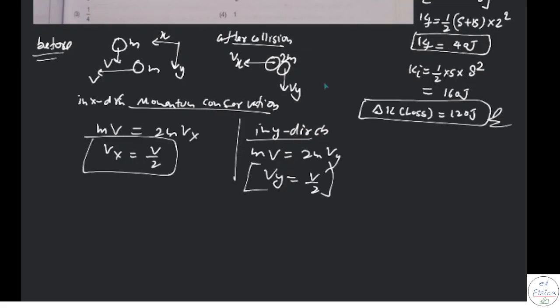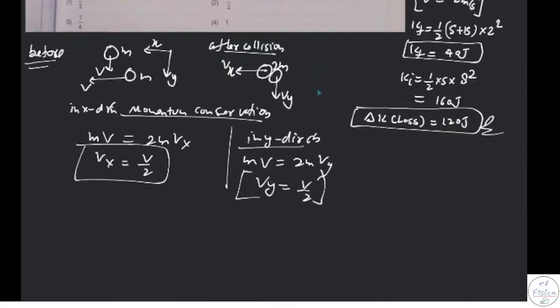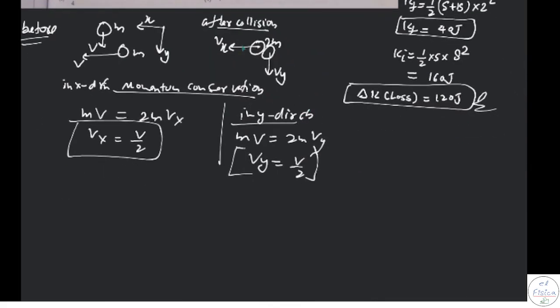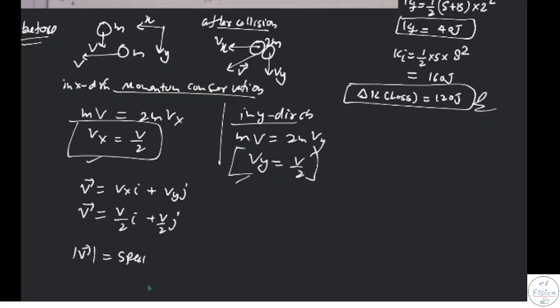So actually, what they ask is their speed after collision. They want the speed. So this is vx and this is vy, the final x direction velocity and final y direction velocity. So the v vector is equal to vx i cap plus vy j cap, which is v by 2 i cap plus v by 2 j cap. So the magnitude of velocity, the final speed, will be the square root of (v by 2) whole square plus (v by 2) whole square. So it will be v by 2 into root 2.